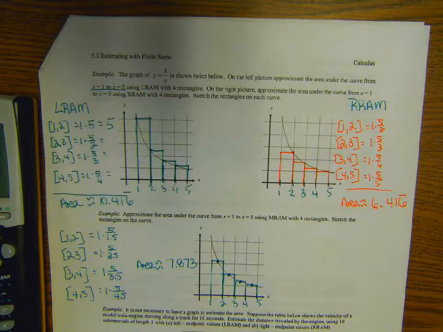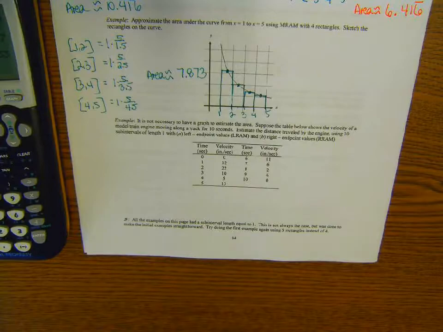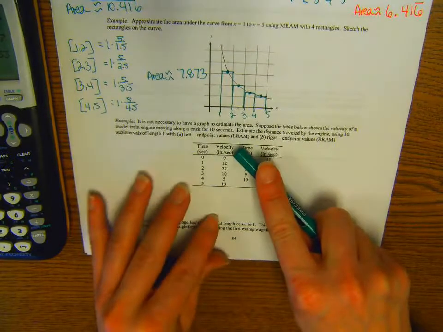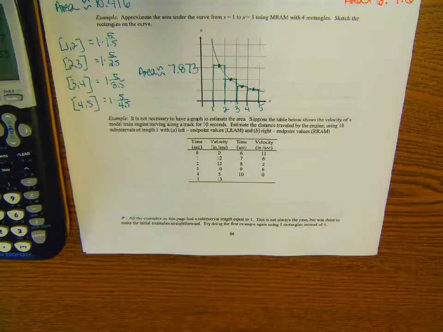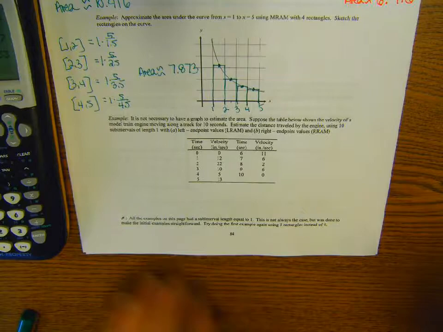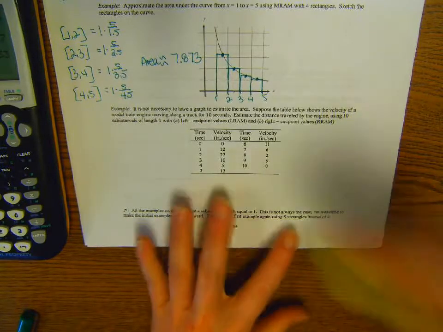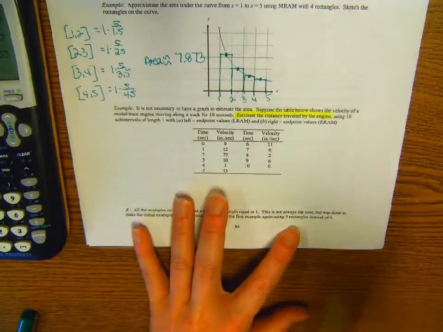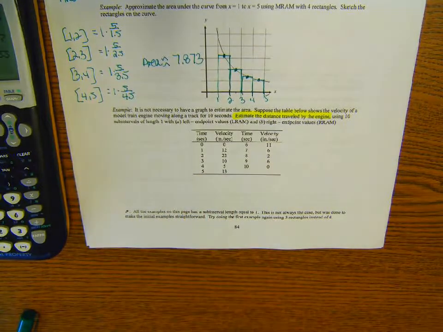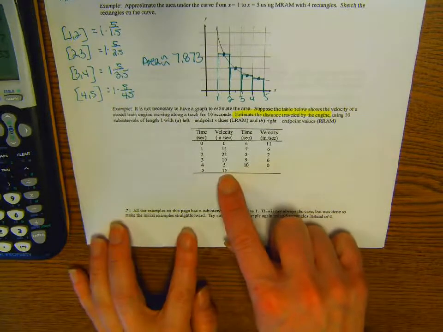Okay. Now, here's the problem with the table. Look, hey, cool, it's a velocity table, right? So if we would find the area under that velocity table, what should it give us if we added it all up? The what? Total distance traveled, okay? So we are trying to estimate the distance traveled by the engine, okay? I do not have a function. I don't have a curve to draw. However, do I have the actual velocities?